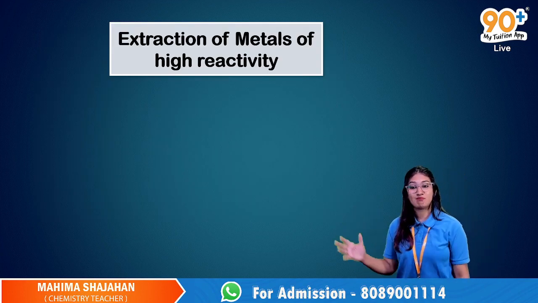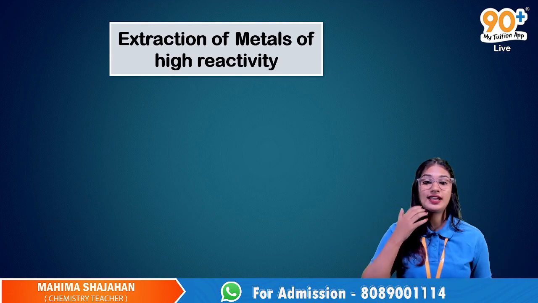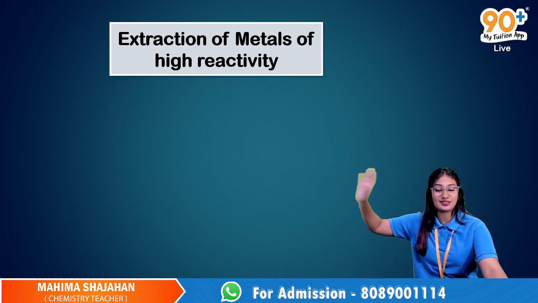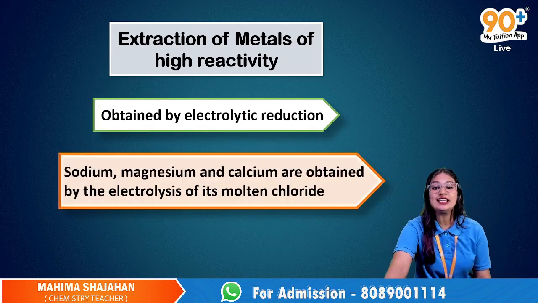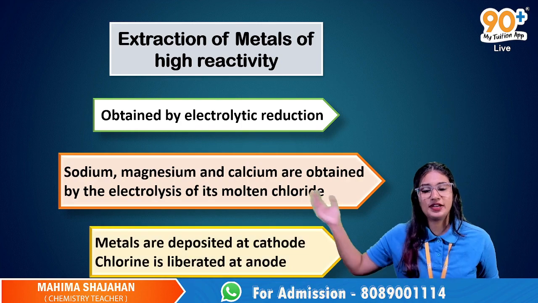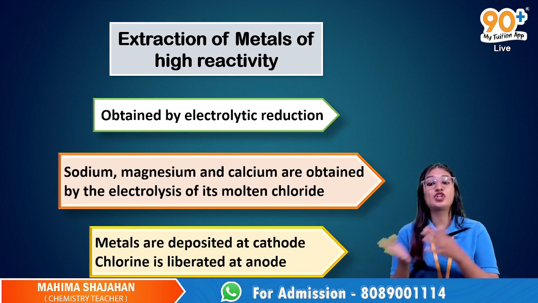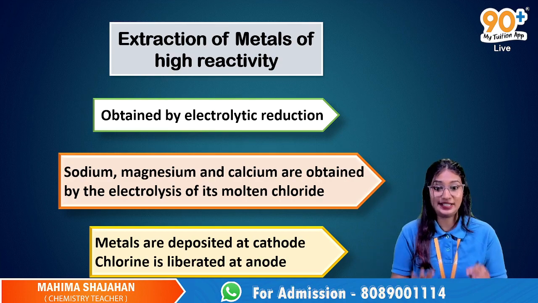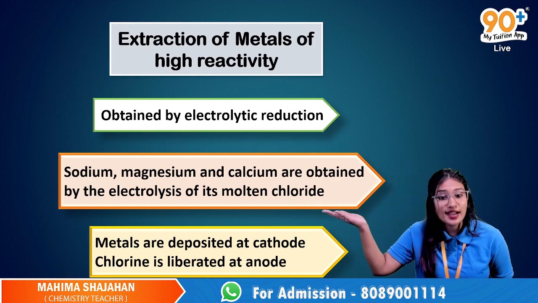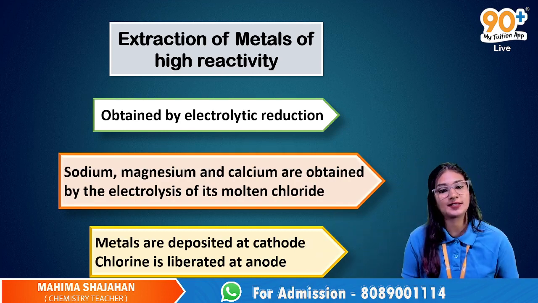Now we are going to extract metals which have high reactivity. We extracted metals of lower reactivity and of medium reactivity. Now we are extracting metals which have very high reactivity. We extract these by the process of electrolytic reduction. Through electrolysis, we get the metal. For example, sodium, magnesium and calcium are extracted by the electrolysis of their molten chlorides. We pass electricity through the molten chlorides. We get the metal deposited at the cathode, and the chlorine gas is liberated at the anode. That is how we extract highly reactive metals.